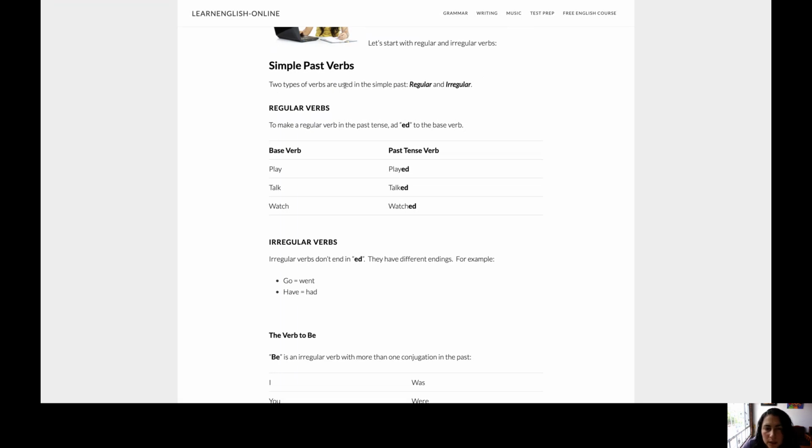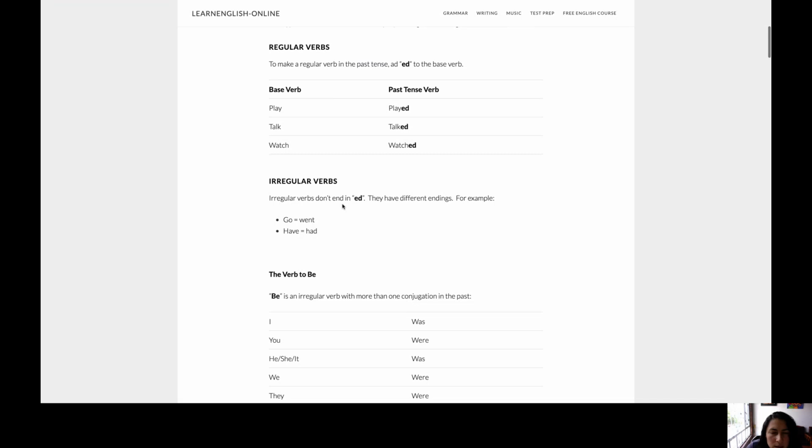Two types of verbs are used in the simple past, regular and irregular ones. So don't forget that there are two kinds of verbs. Regular are the ones that you need to add ed, and irregular are the verbs that you find in a list. Okay, so regular verbs, to make a regular verb in the past tense, add, agregar ed to the base verb. For example, play, played, talk, talked, watch, watched.